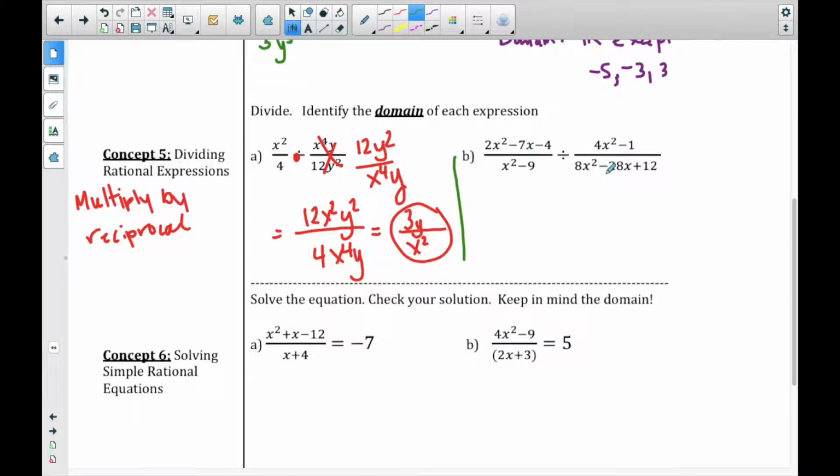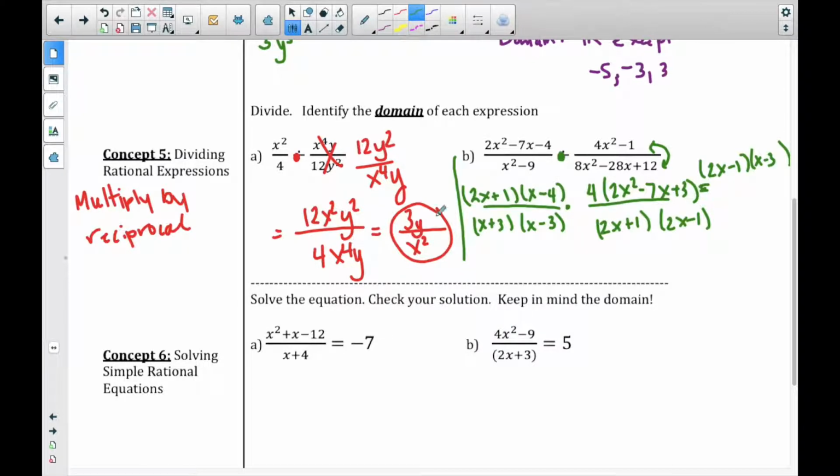This next problem, we have to factor it. There are 1, 2, 3, 4 different things that need to be factored. But before I even do that, I need to remember that I need to change this to a times, and I need to flip it upside down. So I'm going to go ahead and factor it, and then I'll flip it as I factor. So take a minute, pause here, factor out what you're able to factor.